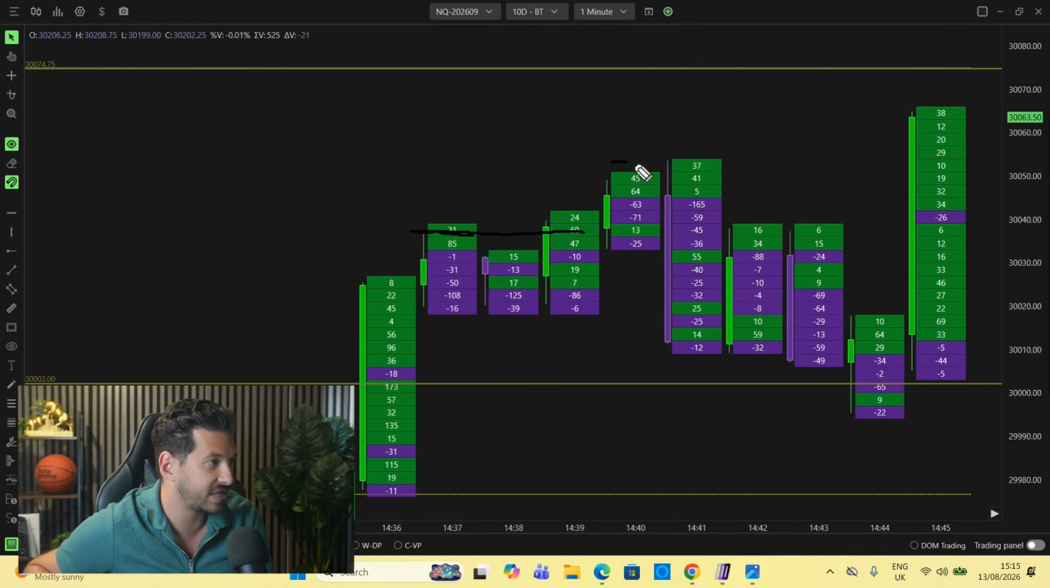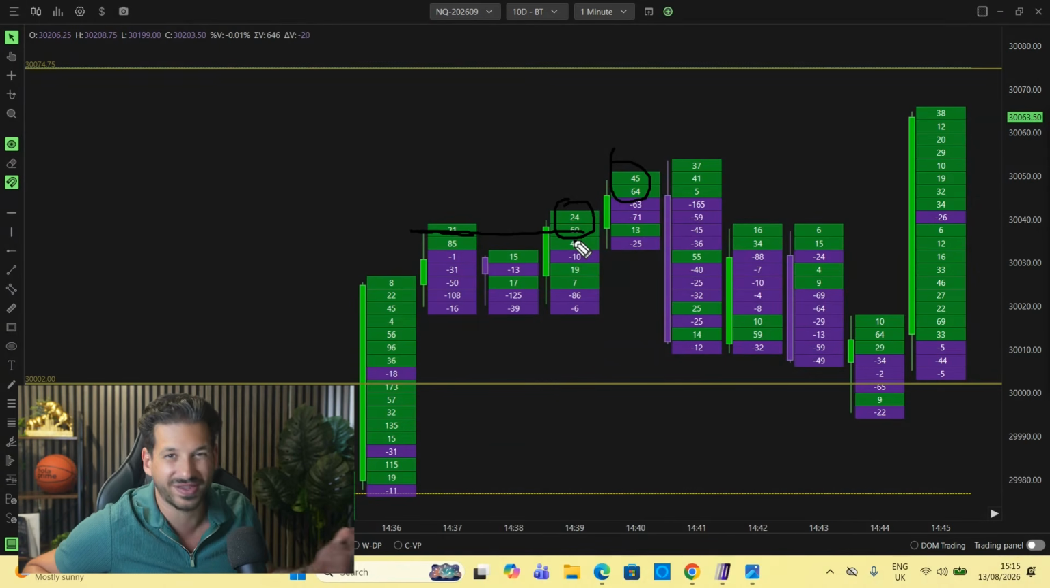Now, this is unexplored territory up here, okay? We broke that little high, so it's hard to know exactly what this volume is, and it's not big volume as well, so generally you ignore small volume, right? We only want to be interested in bigger volume, right? Here we have a little spike in buy volume.